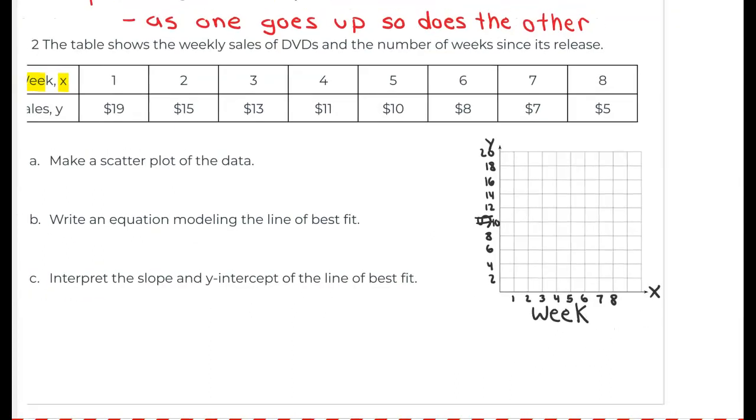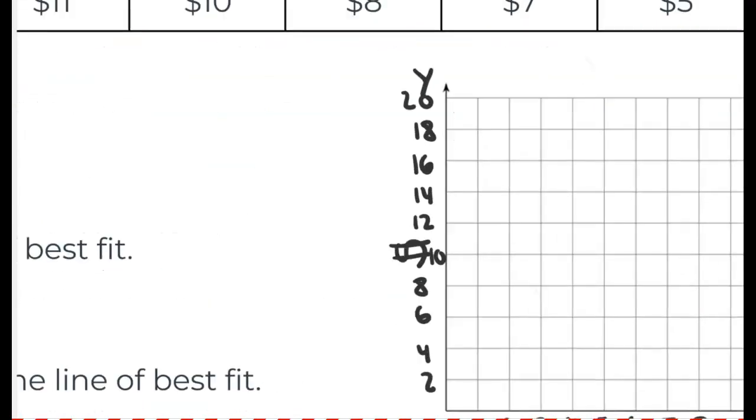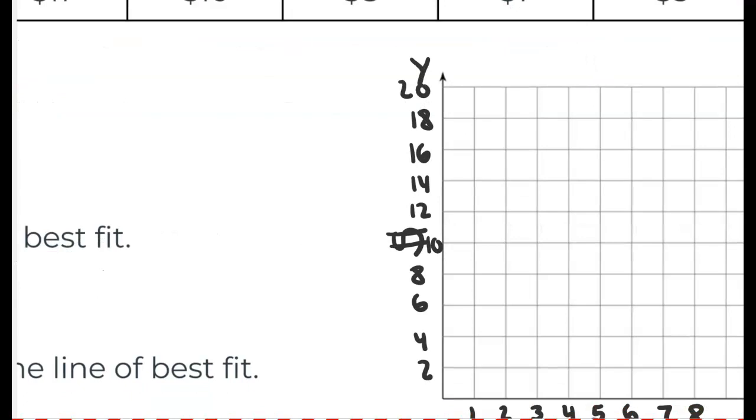So now we just have to plot all these. I'll plot them in red. On week 1, the sales are $19. So that's going to be halfway in between 18 and 20. That's 19.